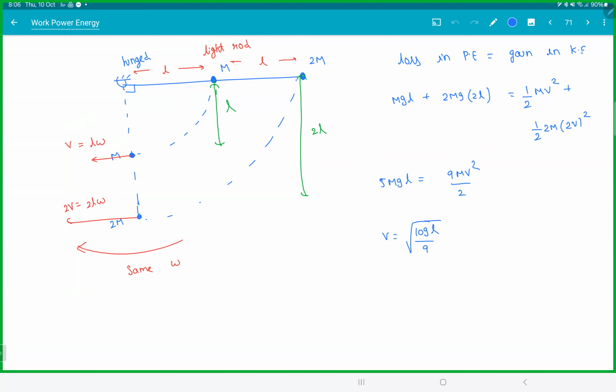Like I said, the moment I ask you tension, you have to draw an FBD. So actually, omega will come from here. So omega is V by L. So I can find everything. So this is velocity of M. Velocity of 2m will be 2 times root 10 gL by 9. Omega is root 10g by 9L. That is the omega of the rod at the lowest position. Please check. Now find the tension in the rod.